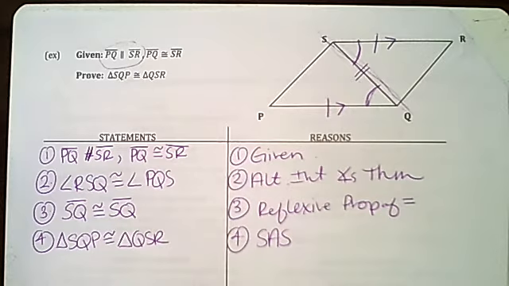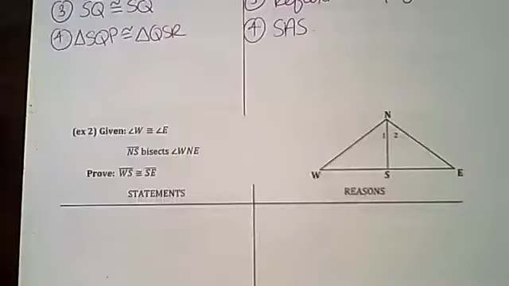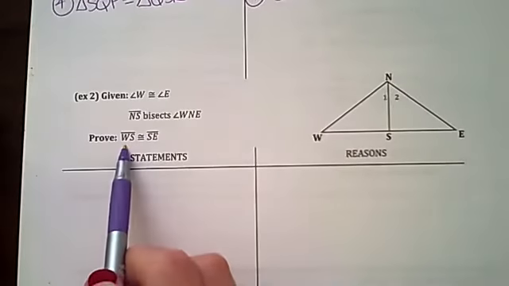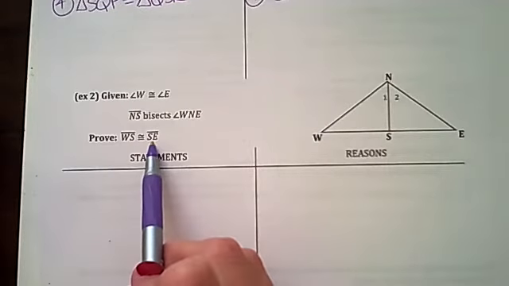So that's the first one. We just had to prove that the triangles were congruent, and that was it. So this next one, notice the proof says prove WS is congruent to SE.